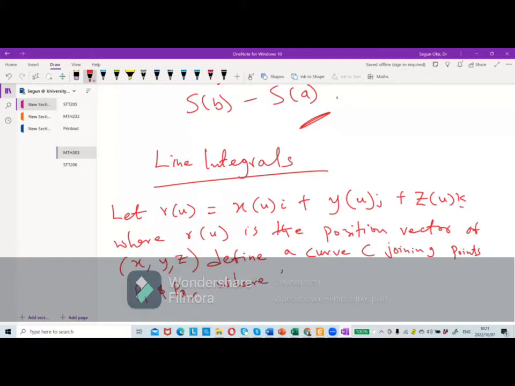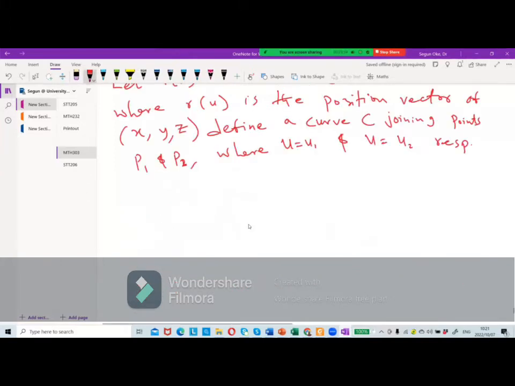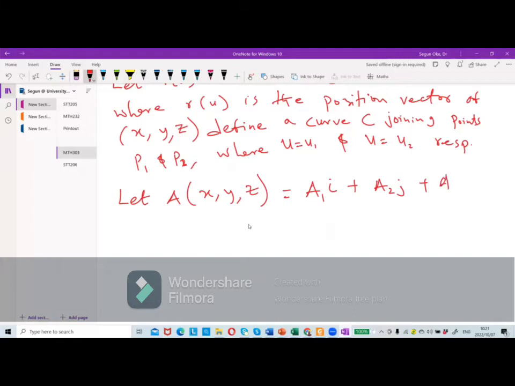Where our u is equal to u1 and u equal to u2, respectively. So what we are saying here is, when you let A = (x, y, z) = A1 i + A2 j + A3 k, if you integrate this one, it will be from P1 to P2, A dot dr.